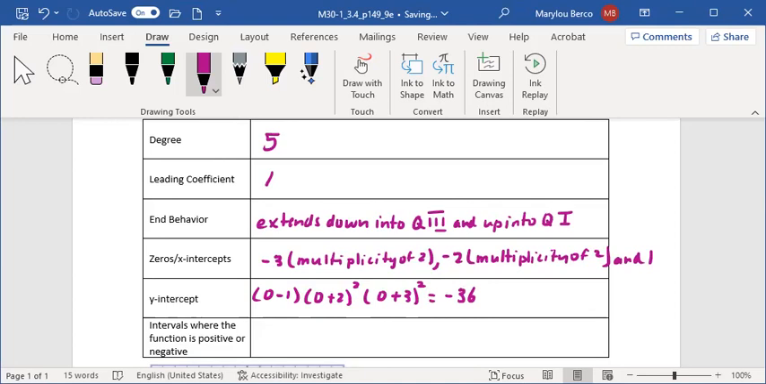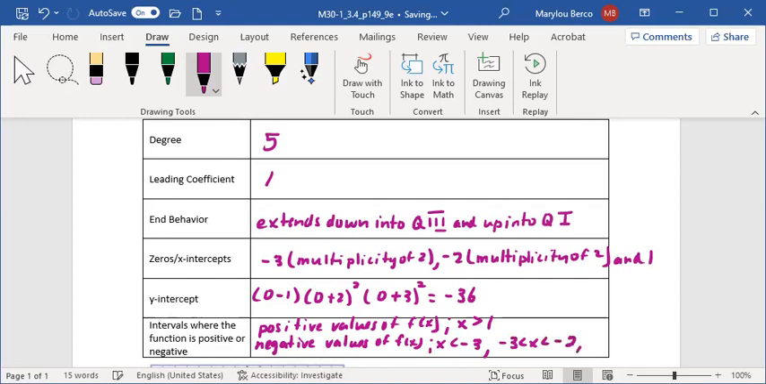So the intervals where the function is positive or negative: the positive values of f of x are in the interval when x is greater than 1, and the negative values occur in the intervals when x is less than -3, x is between -3 and -2, and when x is between -2 and 1.